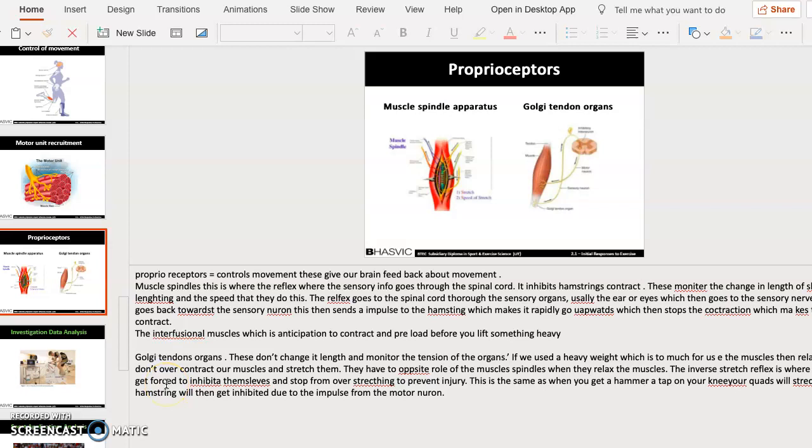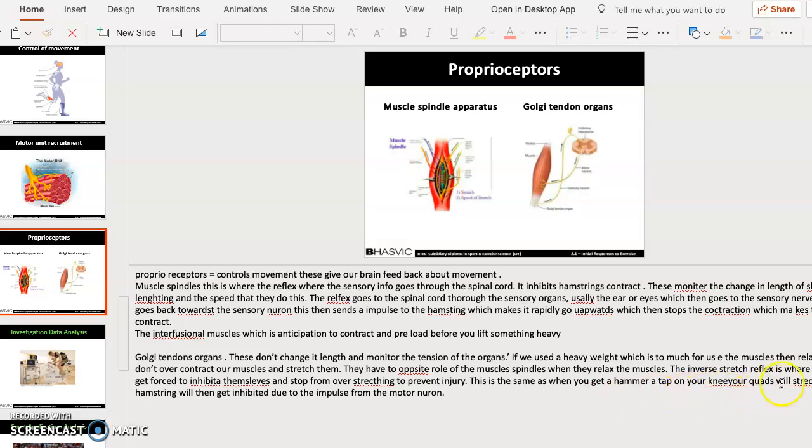Golgi tendon organs. These don't change in length and monitor the tension of the organs. If we use a heavy weight which is too much for our muscles, they relax, so we don't overcontract our muscles and stretch them. They have opposite roles of the muscle spindles when they relax the muscles.